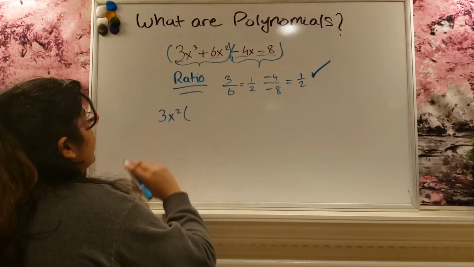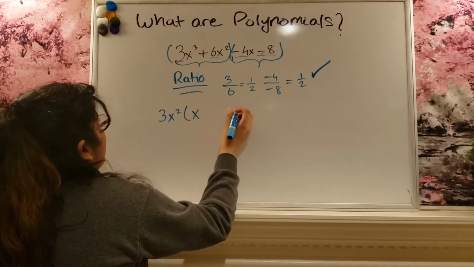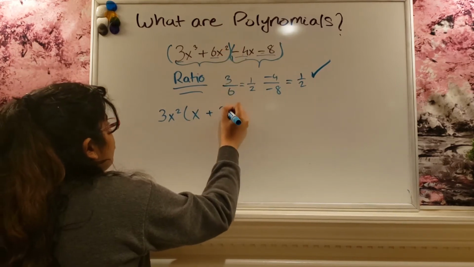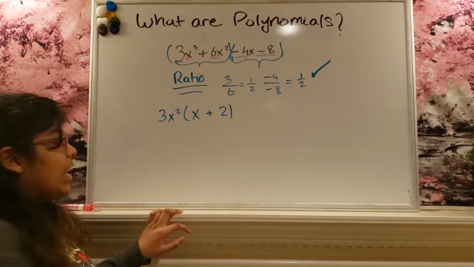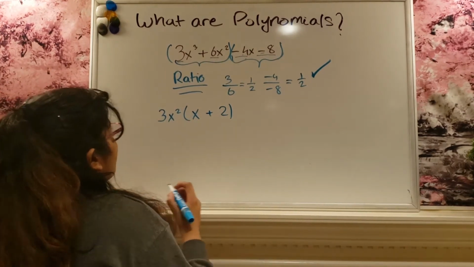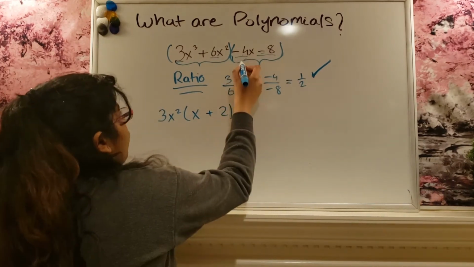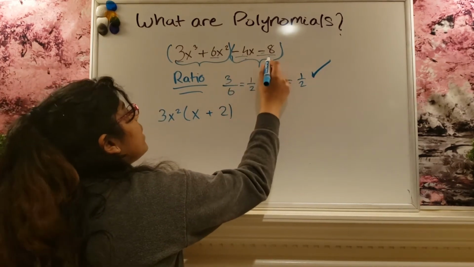So here we have 3x squared, and what remains here is an x, and here we have a 2. Now this looks very similar to our original factors. Now, what about this? What would we take out of this?